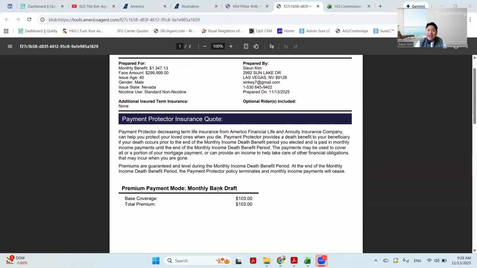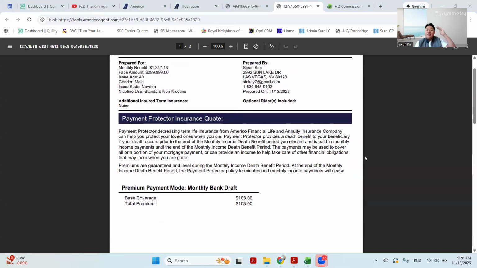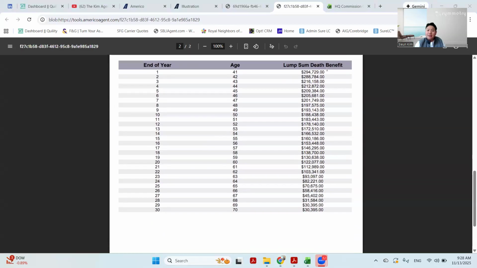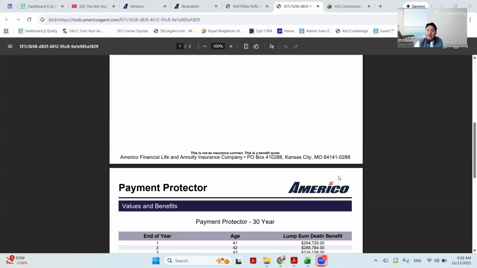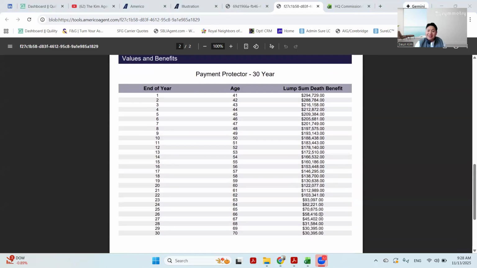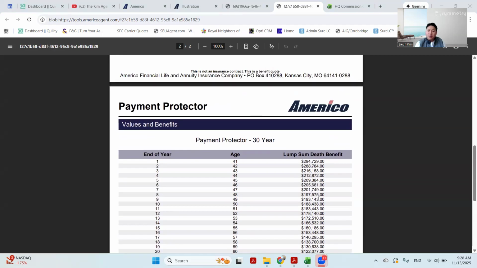So it's much cheaper, and this is what you're asking. The death benefit goes down as the mortgage goes down, but the thing is, the death benefit is going to be less over time. That means the family might only be able to pay the mortgage off, and they might not have extra money for your family.